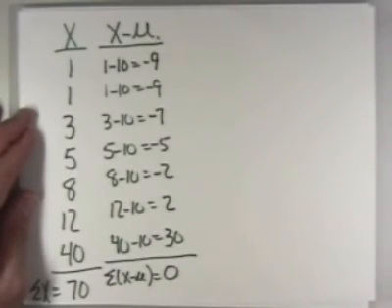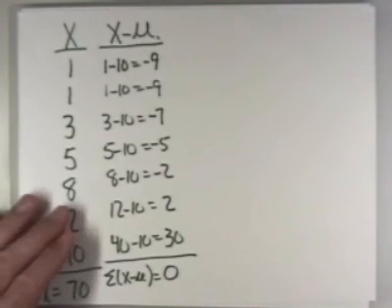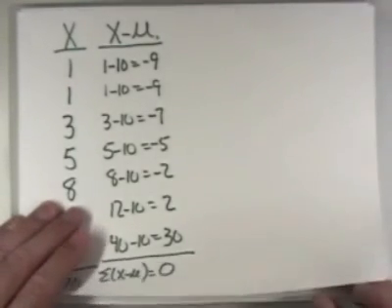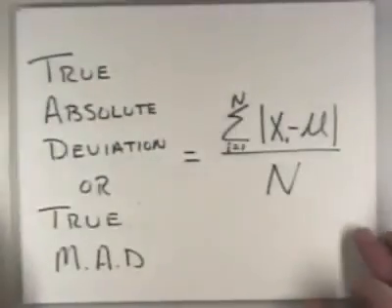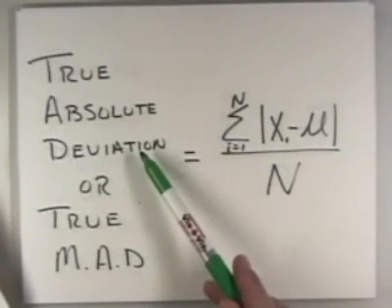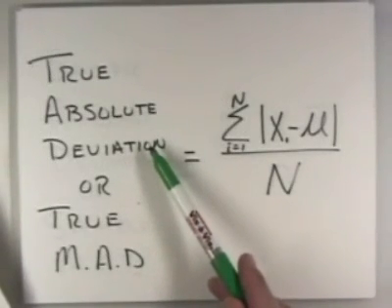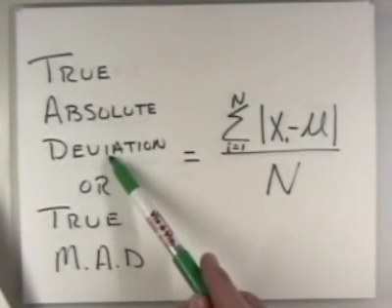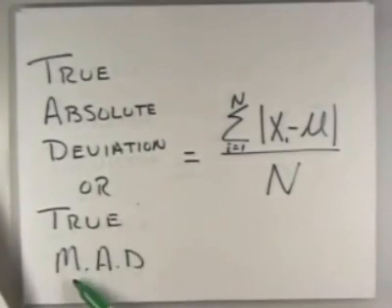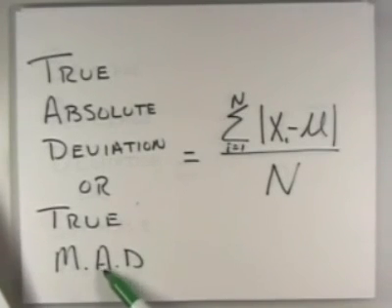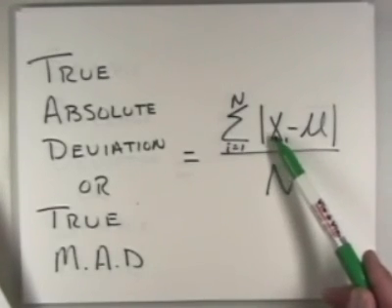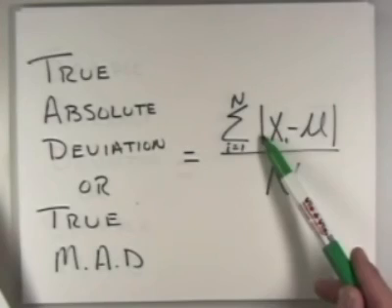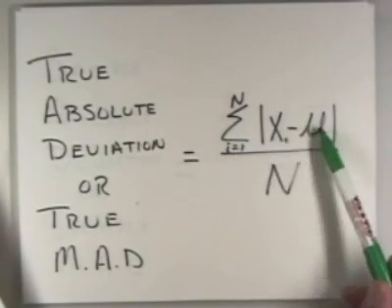Well, our goal was to come up with something that would measure variability. All this indicates is that we've done our arithmetic correctly. So we define another way of measuring variability. And we have the true absolute deviation, or the true MAD, mean absolute deviation. And what is creating the problems for us is the minus signs. To get rid of the minus signs, we can use the absolute value.